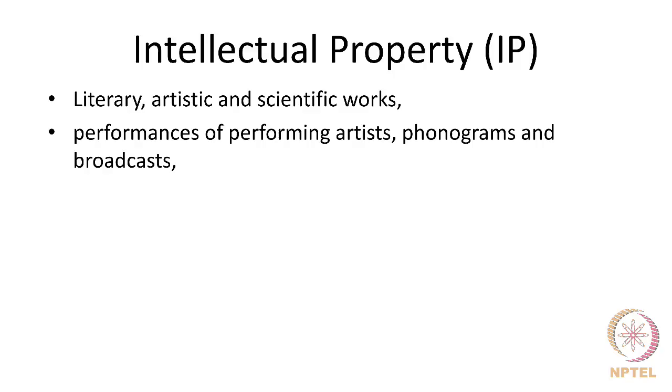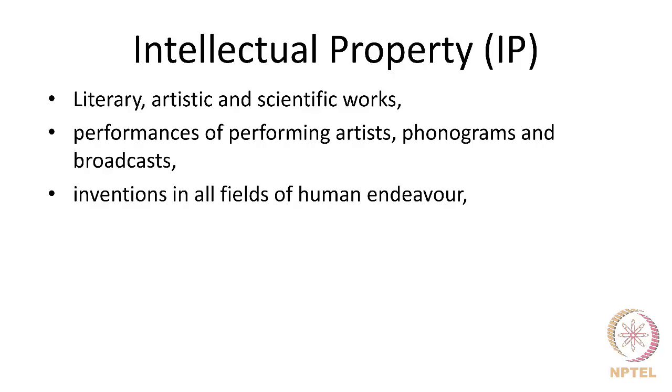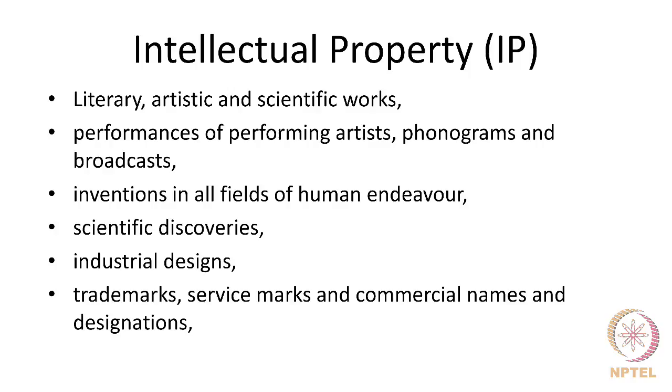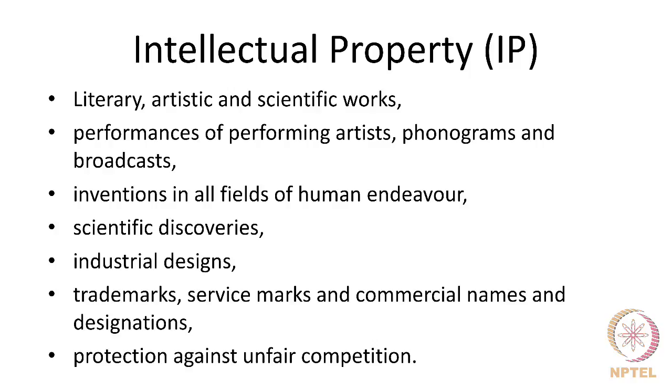It includes performances of performing artists, phonograms and broadcasts. It includes inventions in all fields of human endeavor. It includes scientific discoveries, industrial designs, trademarks, service marks and commercial names and designations, protection against unfair competition. So you can see it's a vast mix of different things. The idea is if you can have legal rights that manifest out of intellectual activity, then there is a regime to protect it. And the regime is what we call the intellectual property rights regime.